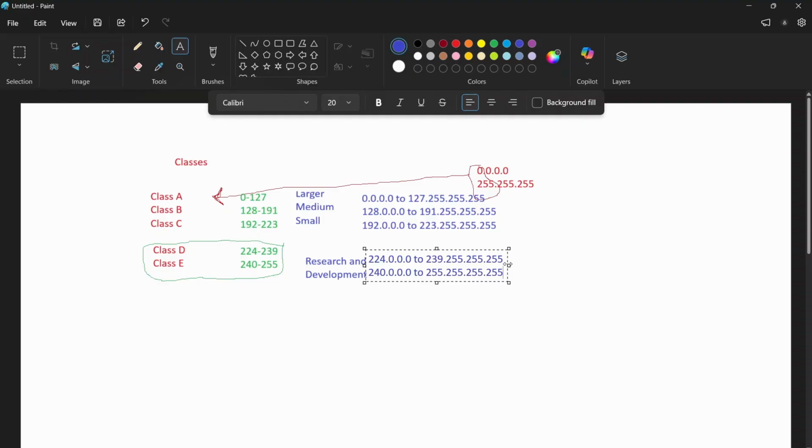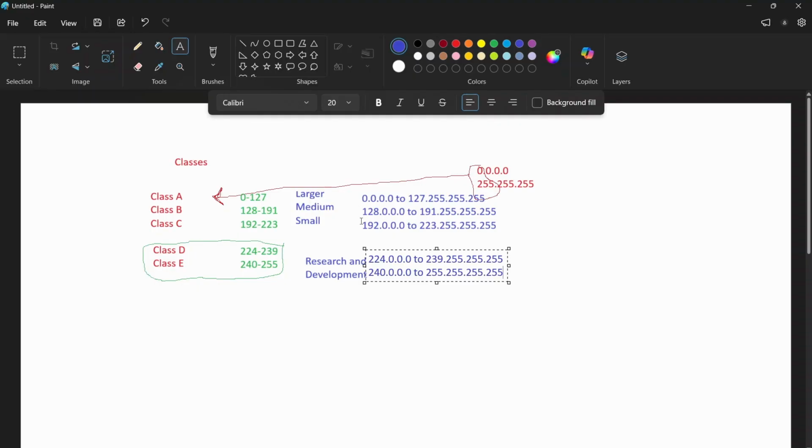You have to remember these Class A, B, C, D, and E ranges. As I mentioned, Class D and Class E we are not using; we are not assigning them to any systems. That is for research and development. We have to focus mostly on Class A, B, and C. Class A is used in bigger organizations, Class B in medium organizations, and Class C in small organizations.